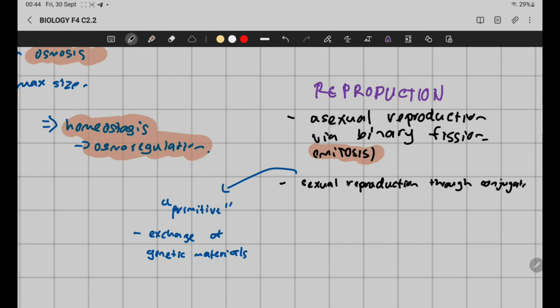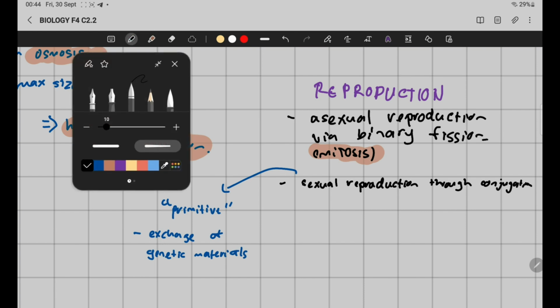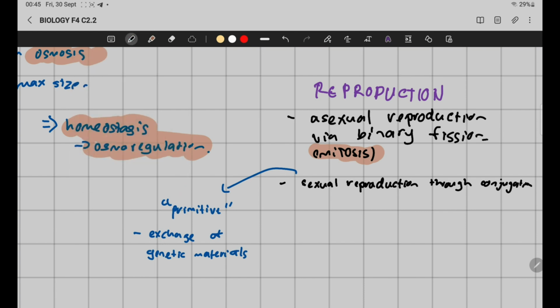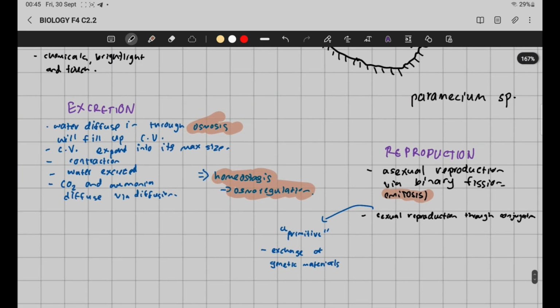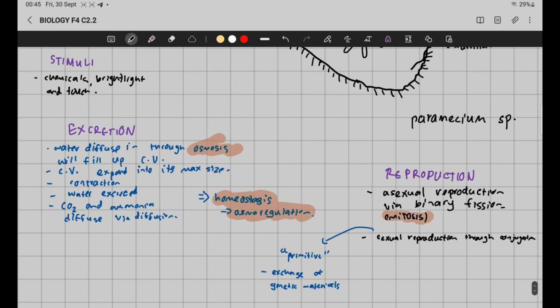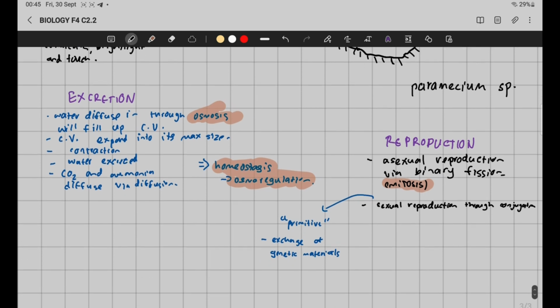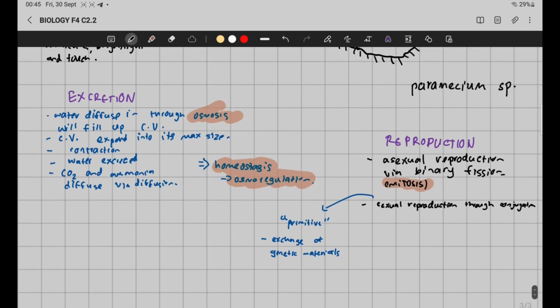Conjugation. You don't need to make yourself busy with the term conjugation or primitive. This is just extra knowledge. We will learn more at a higher level. But you are free to watch a video on how the conjugation occurs. It is really interesting.